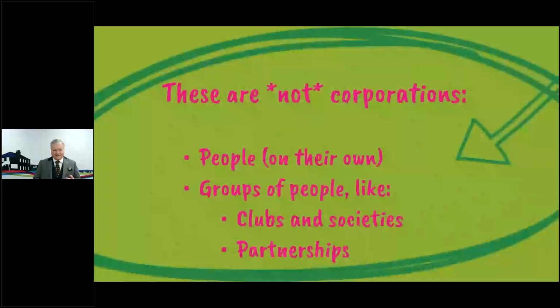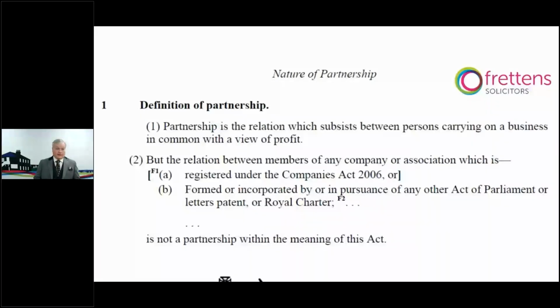The definition of a partnership is contained in the Partnership Act 1890. And this is a very old piece of legislation, and it has not changed a great deal over time. The key definition within the Act is right at the beginning, section 1(1), which says that partnership is the relation which subsists between persons carrying on a business in common with a view of profit.